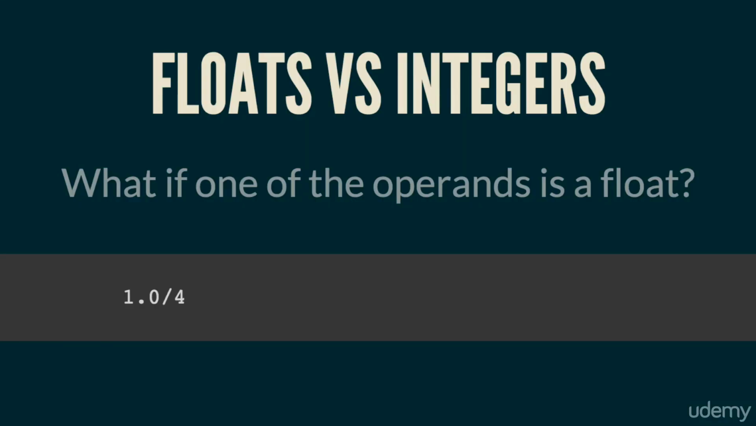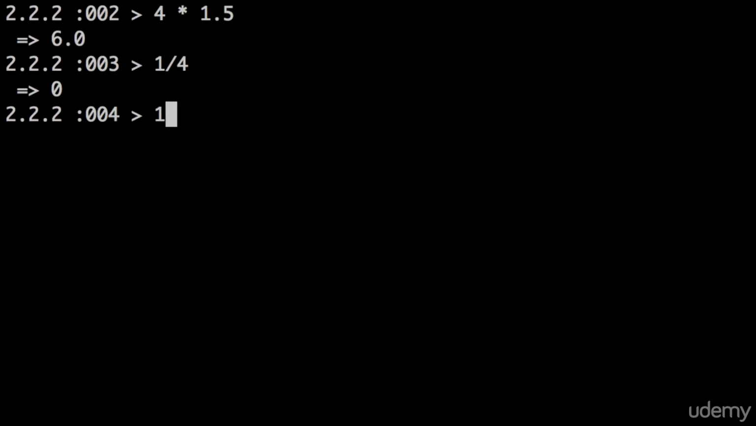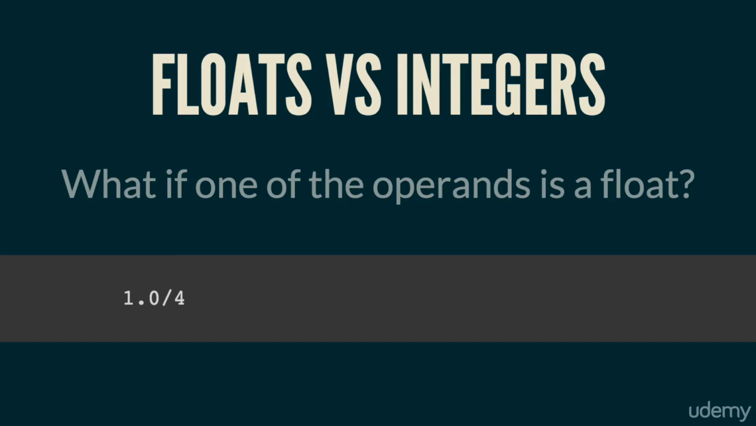1.0 divided by 4. What is the result this time? Aha! This time you got the correct result. So the reason that we are getting strange results when we're dividing integers by integers is that the Ruby interpreter doesn't know how to handle the floating point. It doesn't know how to handle fractions.